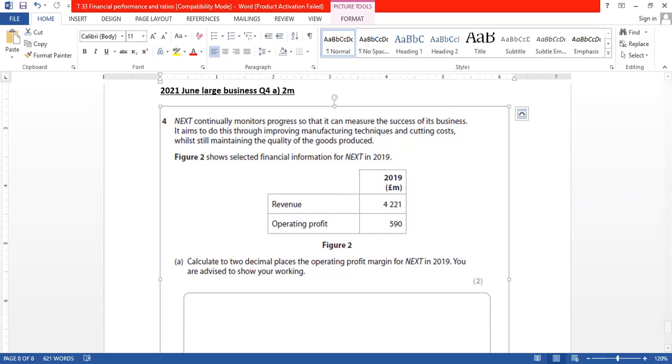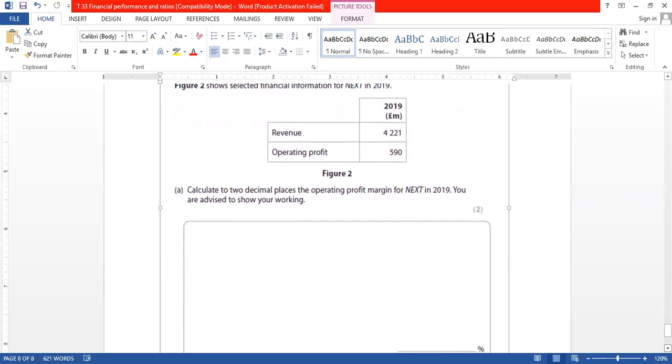So they are given everything. They're asking here not the gross profit margin, they're asking operating profit margin for next. You are advised to show your working. Right? So calculate to 2 decimal places. Look at this answer. They're giving the space also. Calculate to 2 decimal places the operating profit margin for next in 2019.